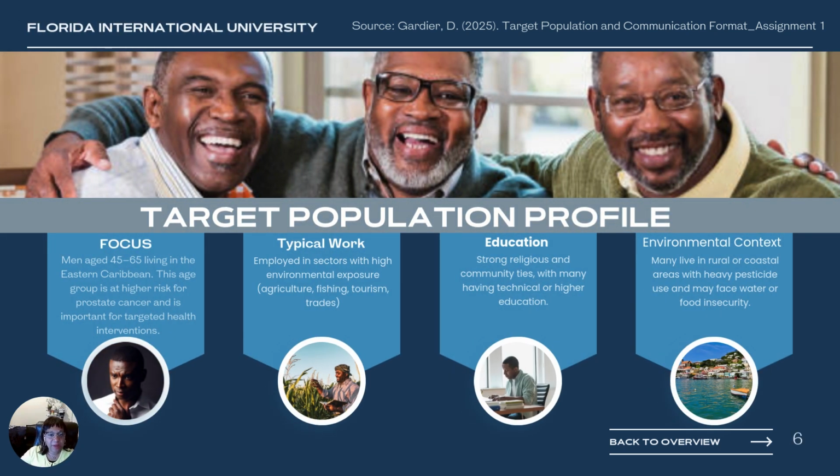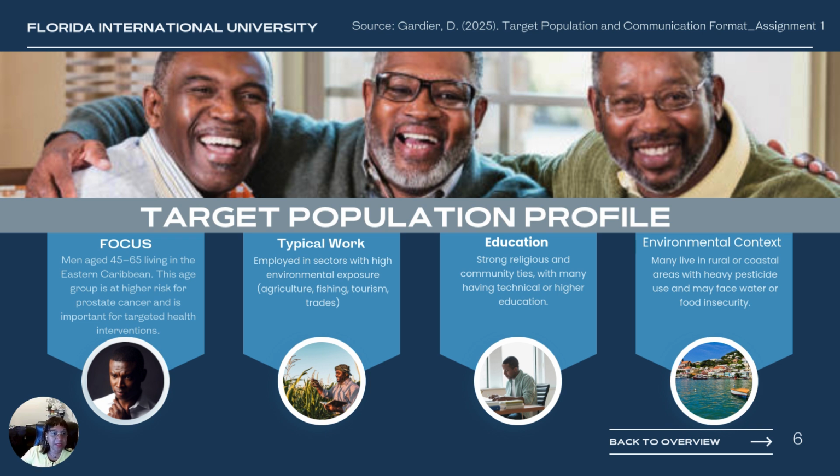So here is a profile of the target population. Again, the men aged 45 to 65 living in the Eastern Caribbean, and they are at high risk for prostate cancer. And as a result, it's important to target the health intervention. That's one of the reasons why I've selected that population.